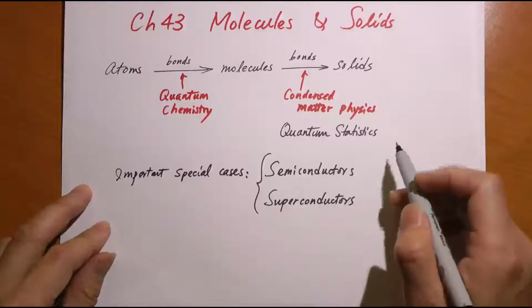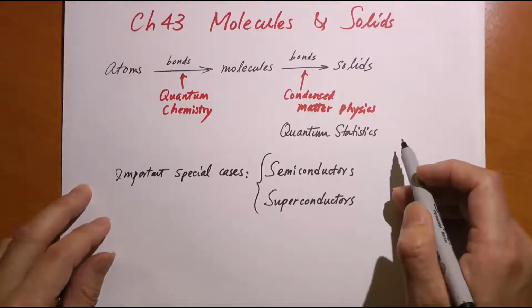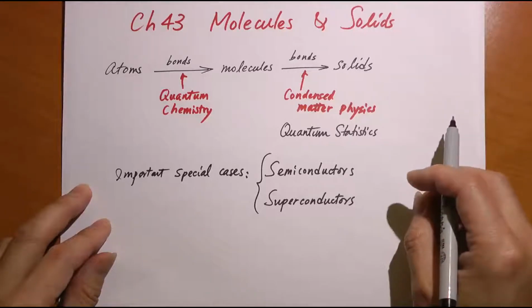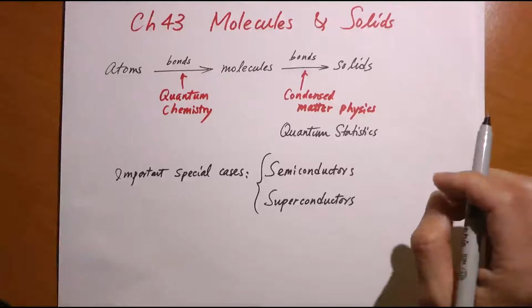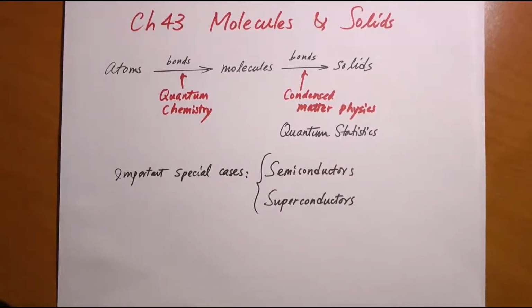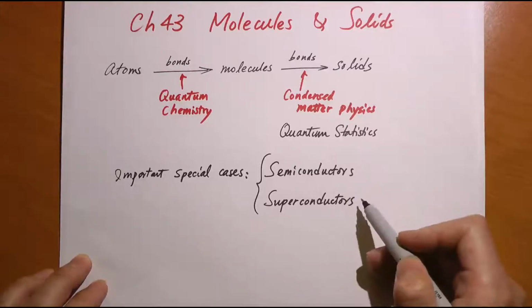Quantum statistics, it turns out, is different from what we learned in 1B, classical statistics, in the sense that the symmetry or anti-symmetry nature of the particles in question will make a big difference. Whether they are fermions or bosons will make a big difference. We'll see all of that. And also, we're going to look at some important examples of solid state, the so-called semiconductors and superconductors.